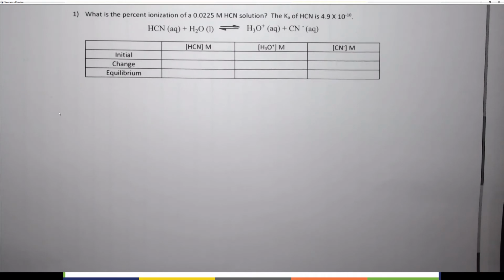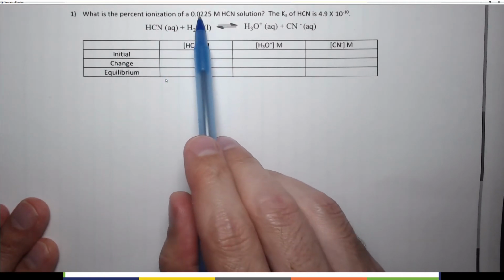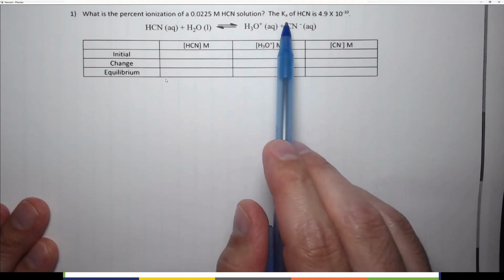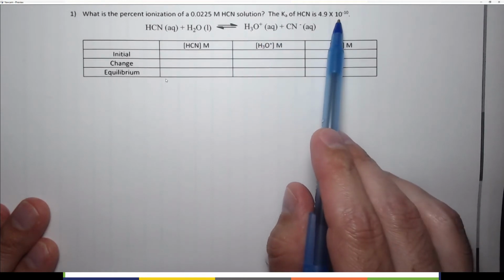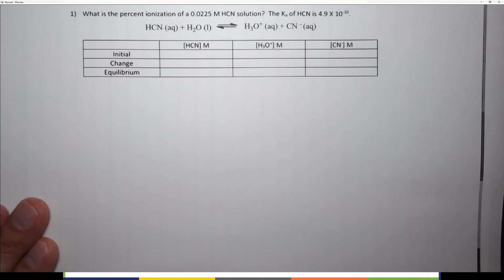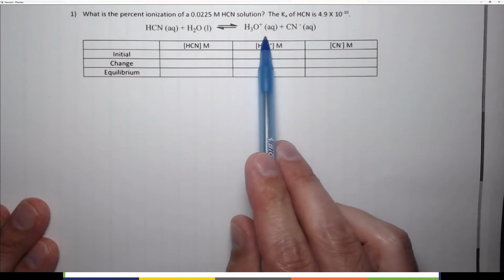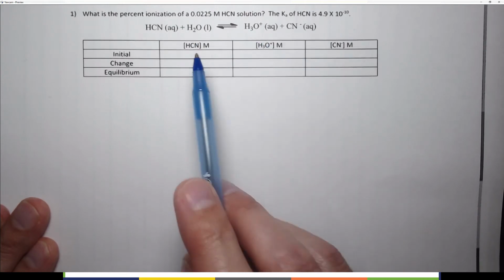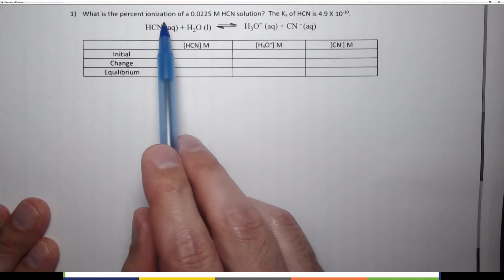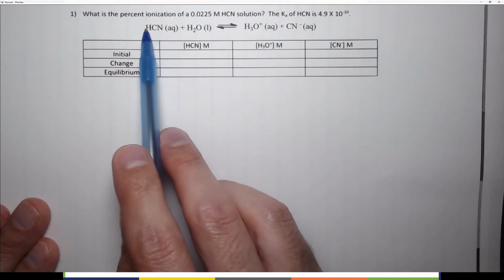So as usual, I'm going to switch over to the camera in order to do the example. So let's read this. It says, what is the percent ionization of a 0.0225 molar HCN solution? And then it tells us the Ka of HCN is 4.9 times 10 to the minus 10. So in this question, you see that we have HCN aqueous plus water yields H3O+ and CN-. And as I just said a minute ago, what we're essentially looking for is the ratio between this and this. This is on the top and this is on the bottom.